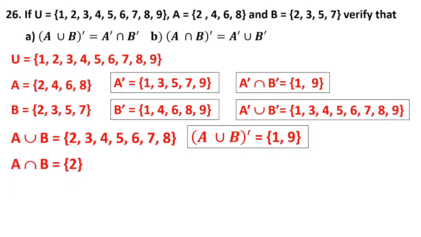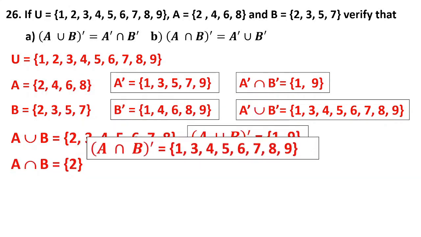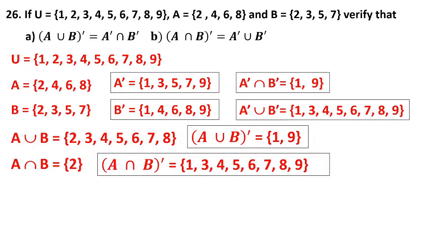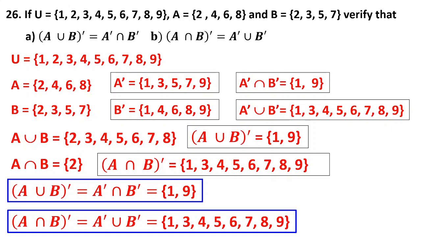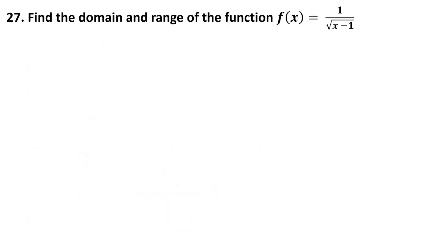Well, A intersection B is 2. Therefore, A intersection B whole dash also I am able to find. After finding, let me check. A union B whole dash is same as A dash intersection B dash as 1, 9, and A intersection B whole dash is A dash union B dash. Very simple problem. You have to get the values of set A dash, B dash and then go in that logical way.